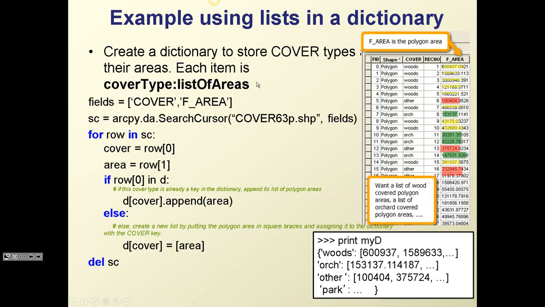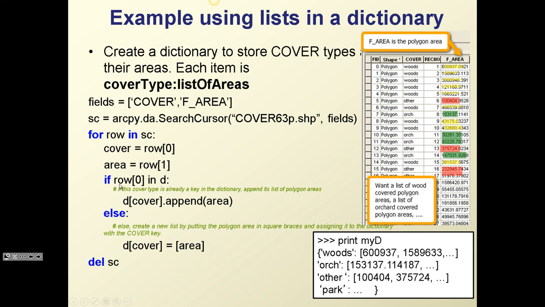So here's an example doing the task that we talked about before. We want to create a dictionary that has woods and then a list of areas, orchards, a list of areas, other, a list of areas. We could do a search cursor that has cover and F area in this case, call that field, and then loop through that. So this one is getting row 0, which the first time around is going to be woods. Row 1, since it's the F area, the first time around is going to be about 600,000. So that's going to be our cover and area values, woods and 600,000.